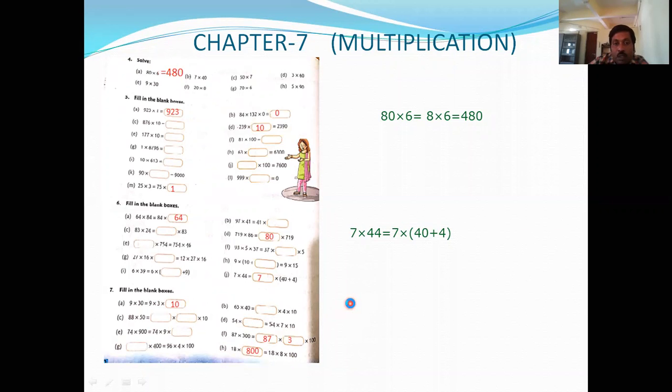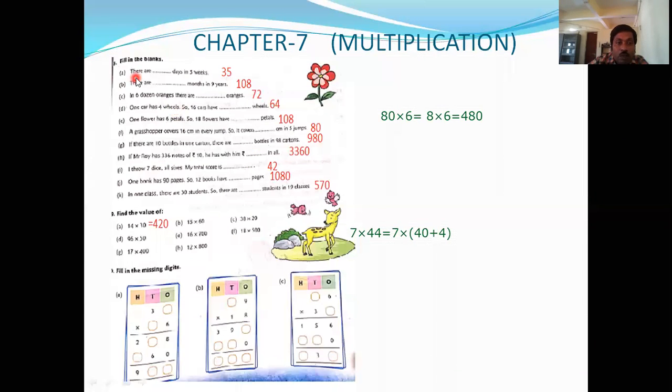Okay boys, now there is another question which is based on fill in the blanks, and it is solved mentally. There are blank days in 5 weeks. How many days in 5 weeks? 1 week has 7 days. So to find the number of days in 5 weeks, we will multiply by the number of days in a week. Here is the 7, we get 35.